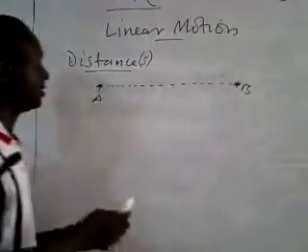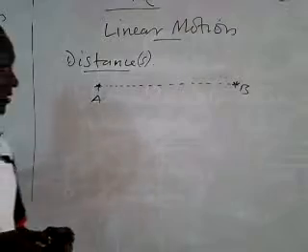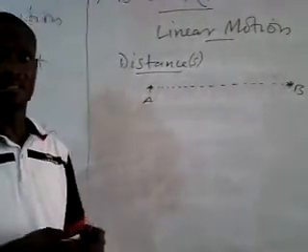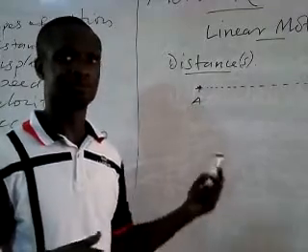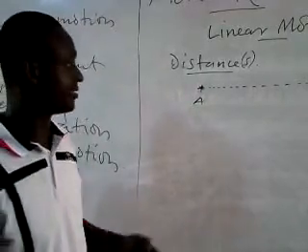So the interval between two points becomes distance. And I said distance is a scalar quantity. That means direction does not involve here. And the SI unit is meters.